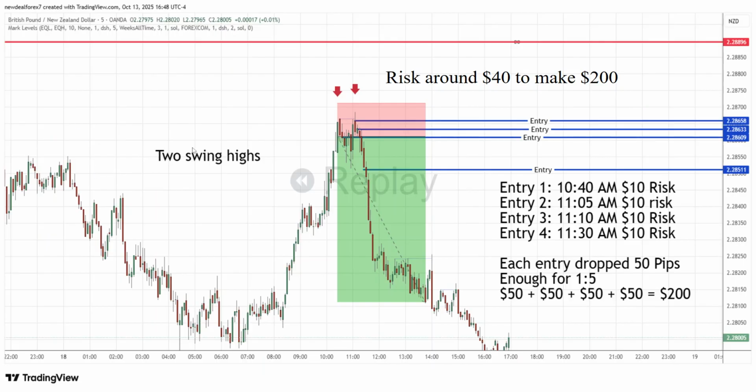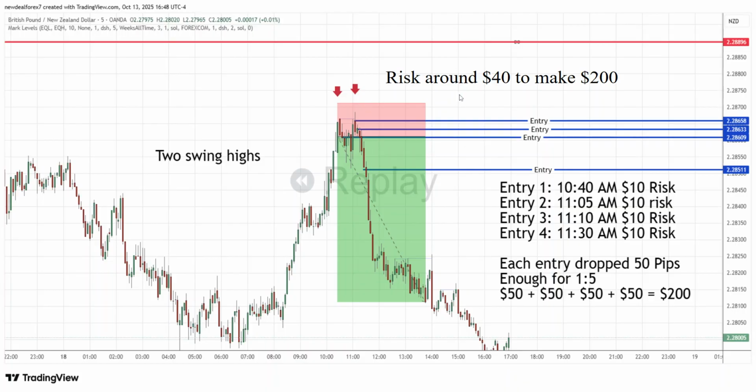So we had two swing highs here around 1040 or so. When you take your first entry, you don't go all in. Again, you want to keep the risk small. So let's just say the total planned risk was about $40. This was about a $10 risk here on the first entry. Let's say price went down and came back up. Then you took another entry, say at 11.05, and then another entry at 11.10, right here. And then as price went down, you took one more at 11.30, and you risked $10 on each position.